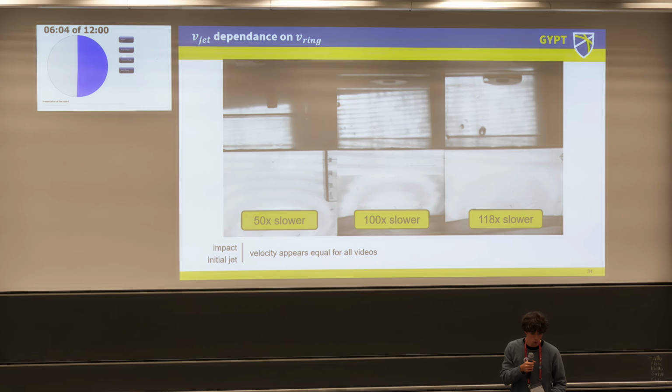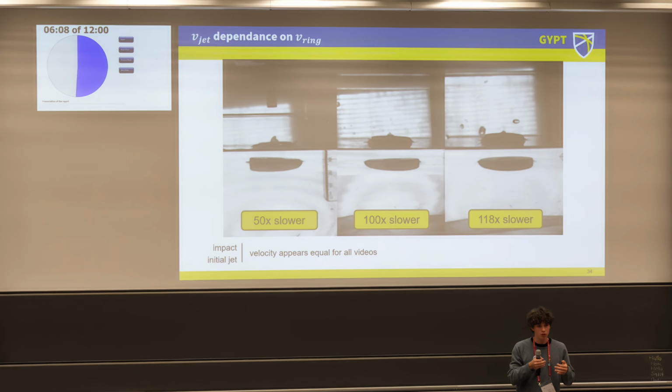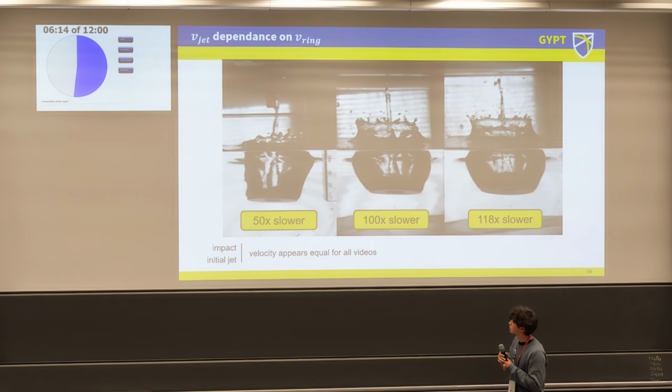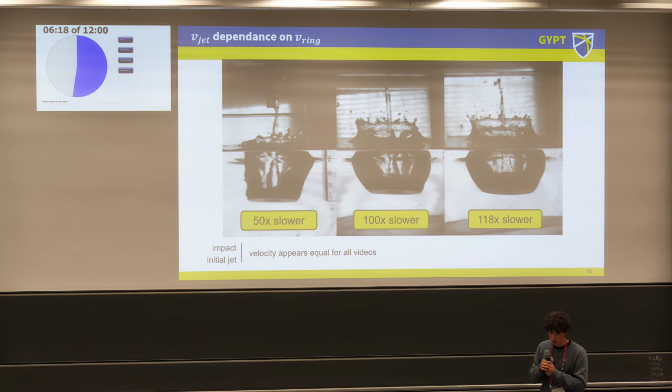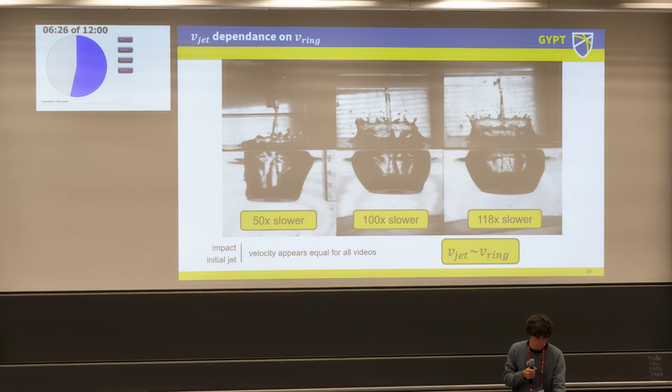Moving on to varying the impact velocity. This time, the timing of each video was adjusted so the impact velocities appear to be equal. In the first video, we can once again see that with this adjusted impact velocity, all three jets appear to be equally fast. It follows from this that the jet velocity is directly proportional to the wing velocity, which makes sense due to energy conservation.